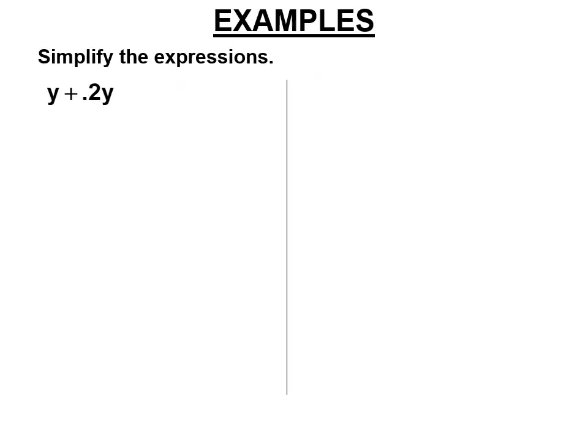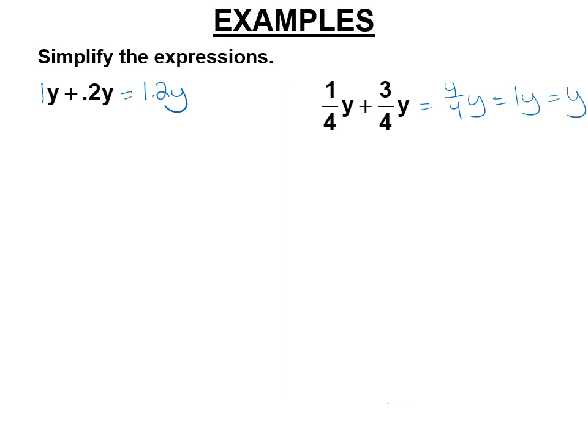So what would that be? Well, there's a 1 there. What's 1 plus 2/10? It's 1 and 2/10 times y. 1y plus 2/10 y is 1 and 2/10 y. 1 plus 0.2. 1/4 y plus 3/4 y is 4/4 y, but you never write that. You'd write 1y, but you never write that. You write y. That's y.